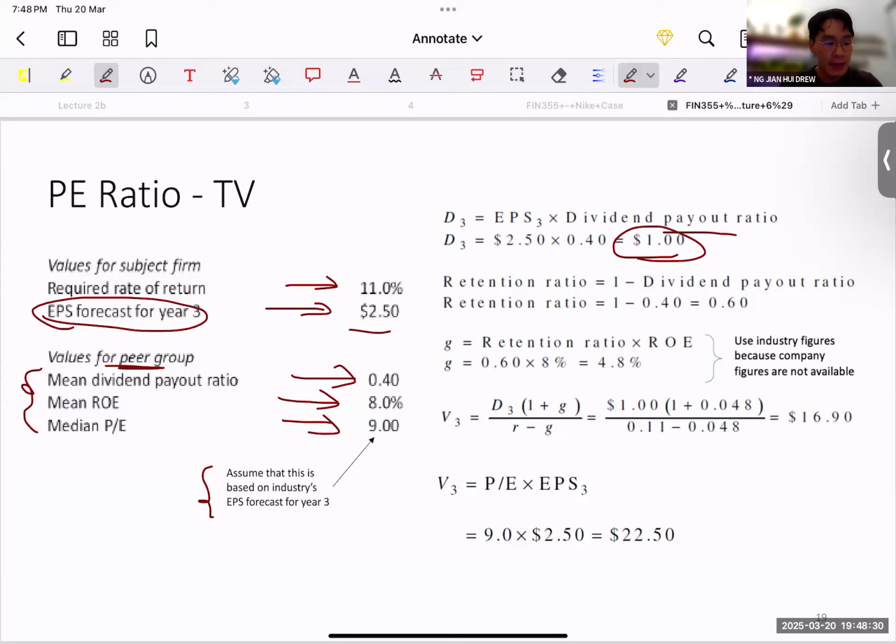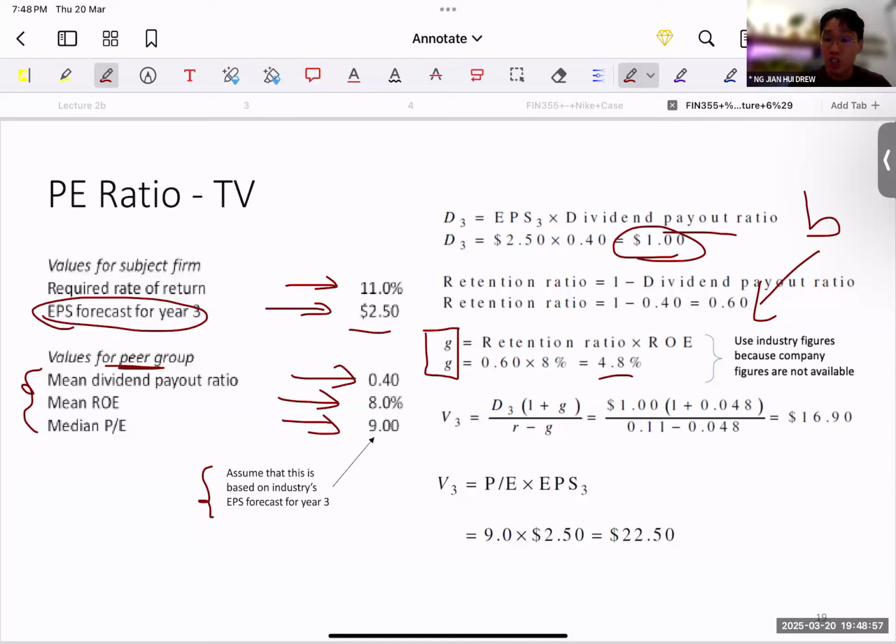And then we know that the dividend payout is 0.4, which means that B, we calculate B here, is 1 minus 0.4, which is 0.6, right? What is retained is 0.6. And then we determine the G, right? Remember, G can be calculated using retention ratio B times ROE. So we get G as this.